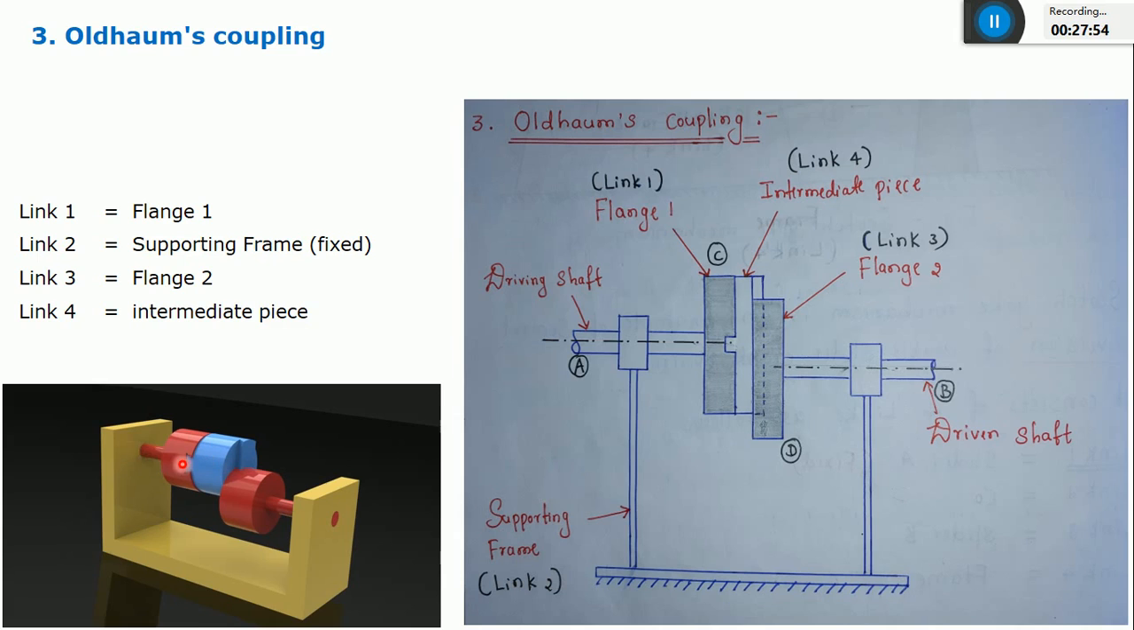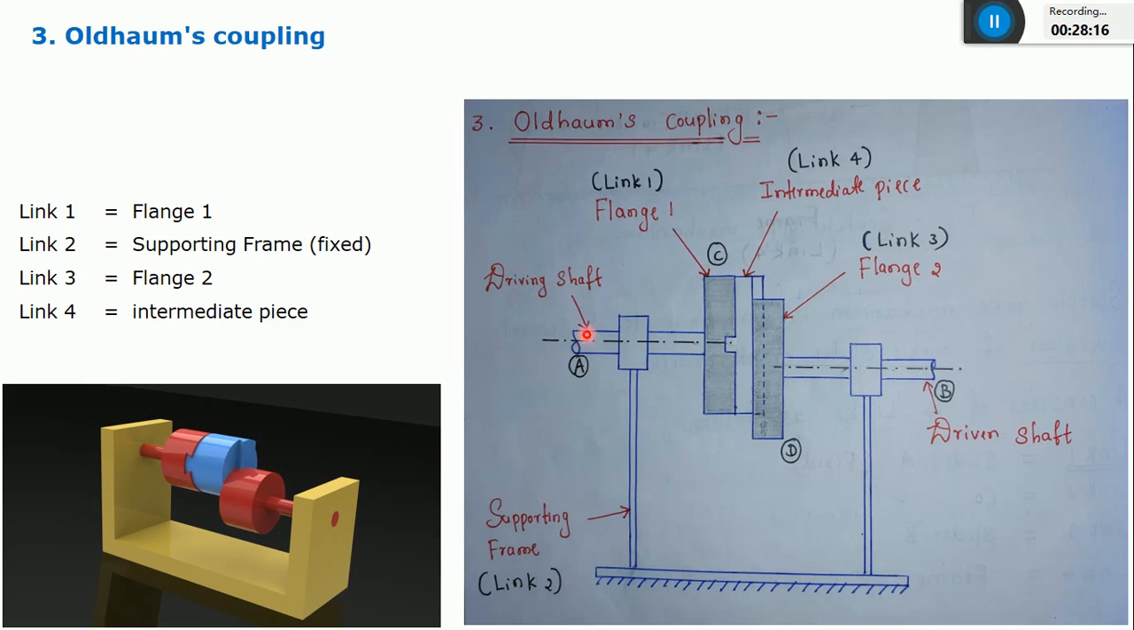So you can see the shafts are not collinear. They are parallel to each other and they are non-linear. The axis of both the shafts is not the same. They are parallel to each other, and if you want to connect both the shafts, that becomes the Oldham's coupling.